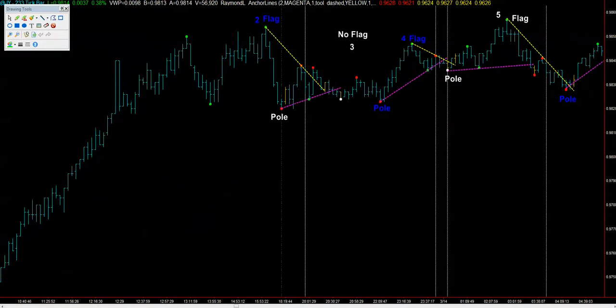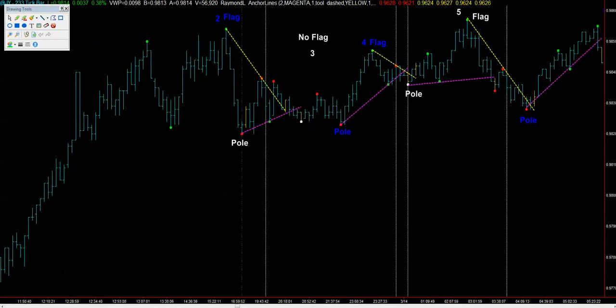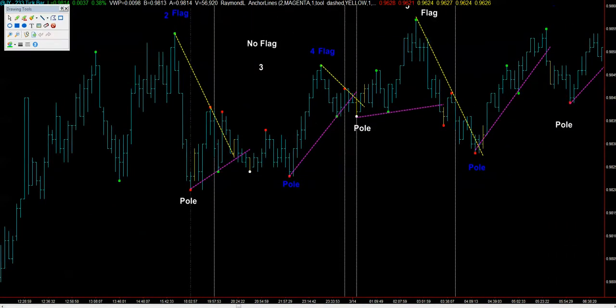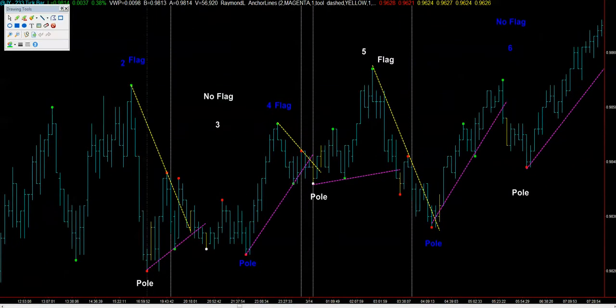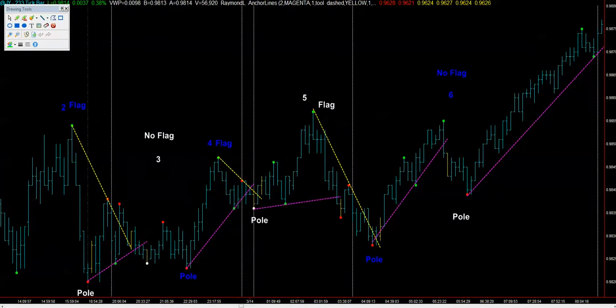Number 6, even number, so it's blue. Pole forms. Okay, that's the first trend line in the sequence. The second trend line in the sequence is another pole, as evidenced by the second anchor. There is no downward sloping trend line in the 6th sequence. So the pole is here. The second pole is complete here.